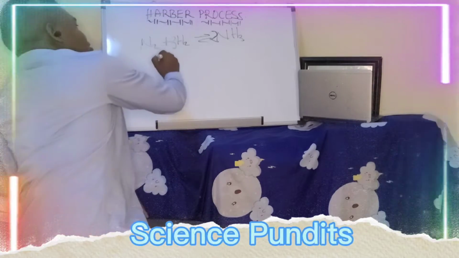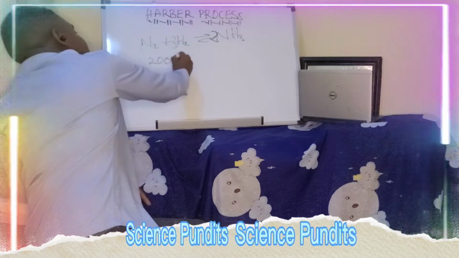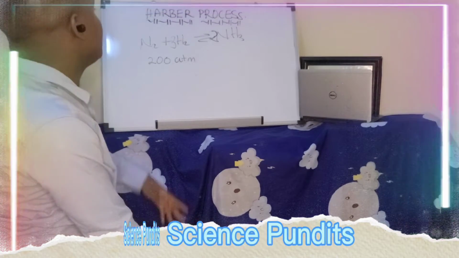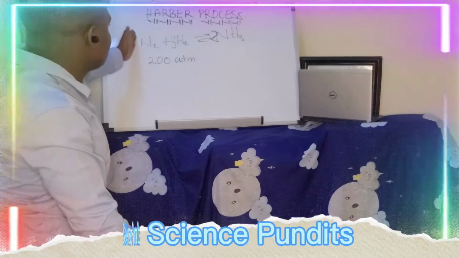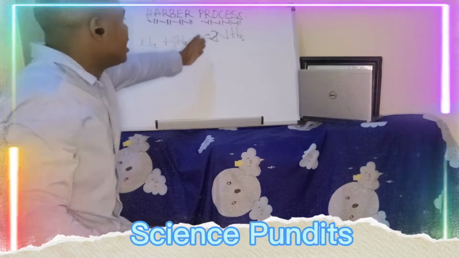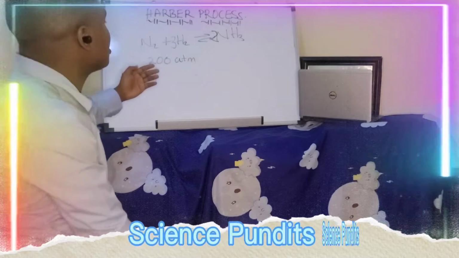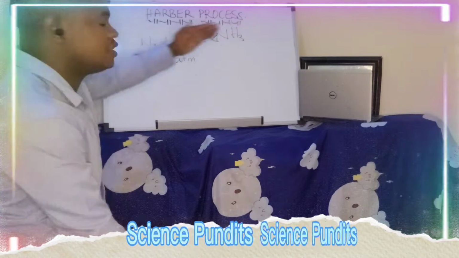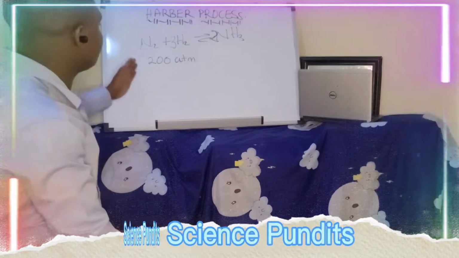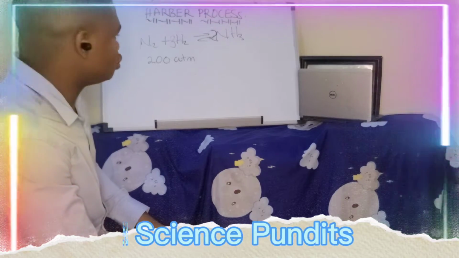Another thing which is important in this case is we have to raise the pressure to 200 atmospheres. Why? Because on the left hand side we've got 1 plus 3, which is 4 moles, and here we've got only 2 moles. So if we raise pressure, the equilibrium shifts to the right hand side, producing more ammonia. If we increase the pressure, we are guaranteed more NH3 being produced.